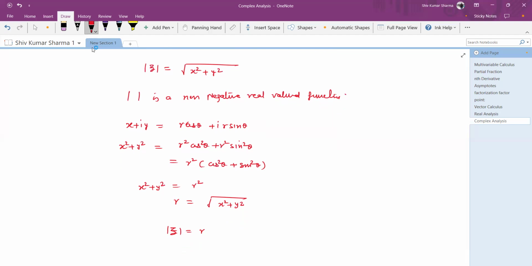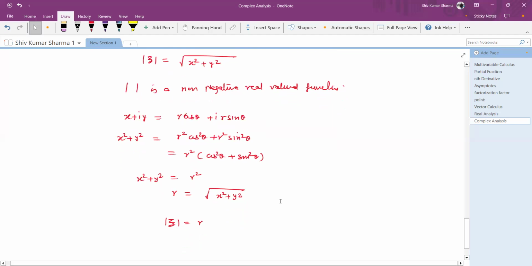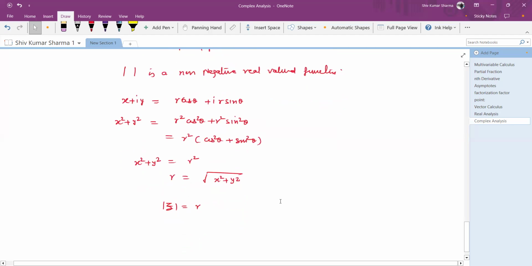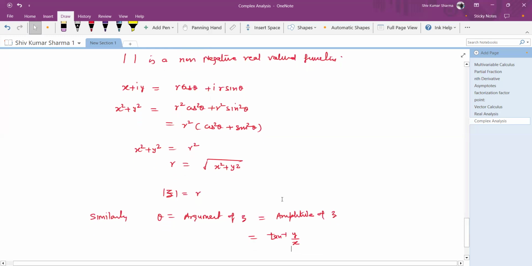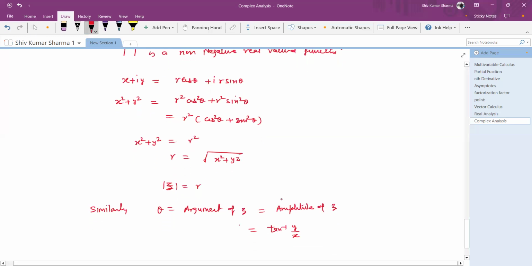Similarly, when we calculate theta, theta is equal to the argument of z. So the argument of z, we can also call the amplitude of z, is equal to tan inverse y upon x. So this will be tan inverse y upon x.